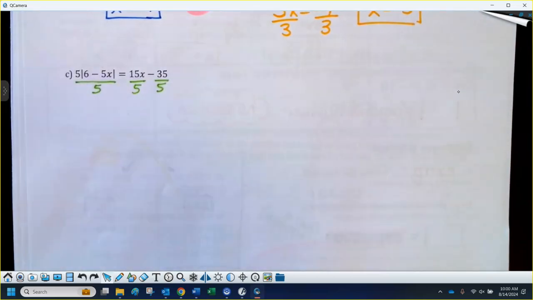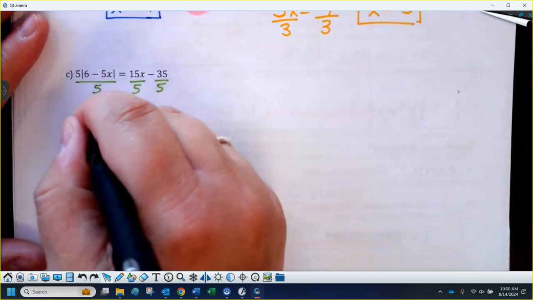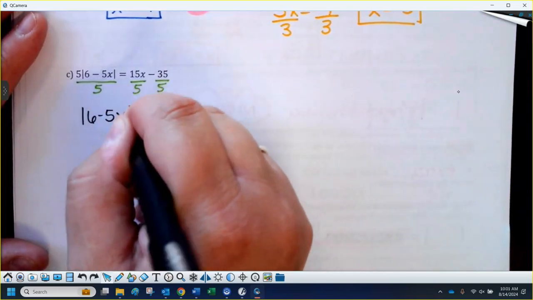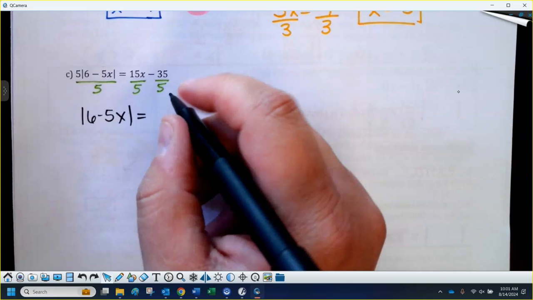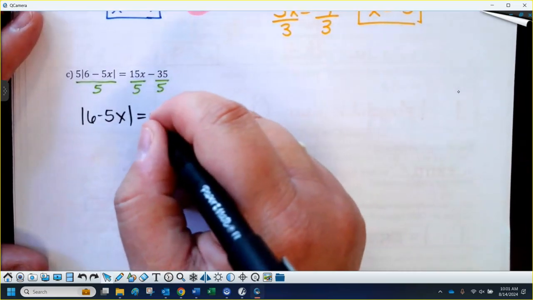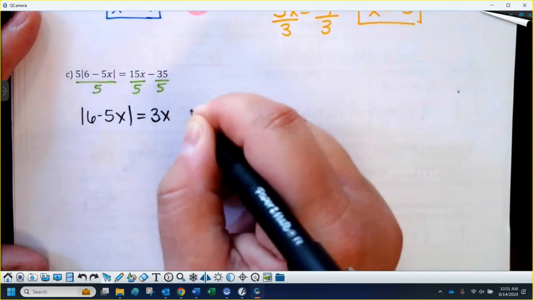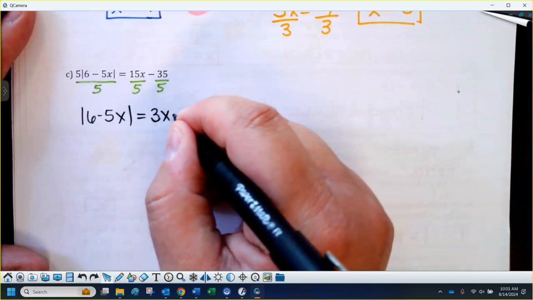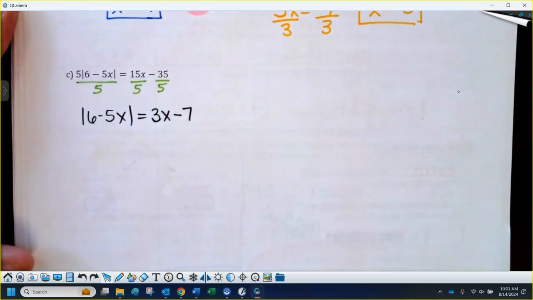On the left side there, you'll just be left with your absolute value. So absolute value is 6 minus 5x. And then on the other side, we can actually divide both of those terms by 5. So 15 divided by 5, this would make this 3x. 35 divided by 5 would make that negative 7.